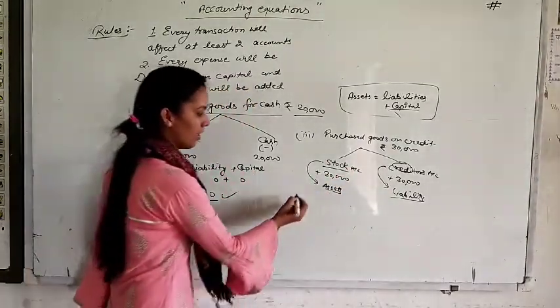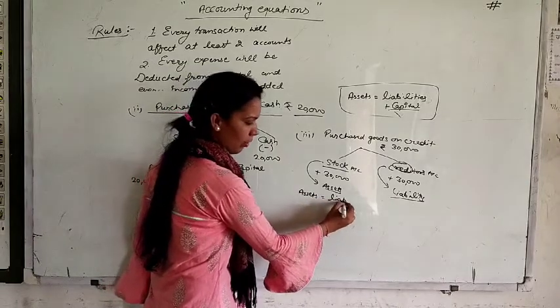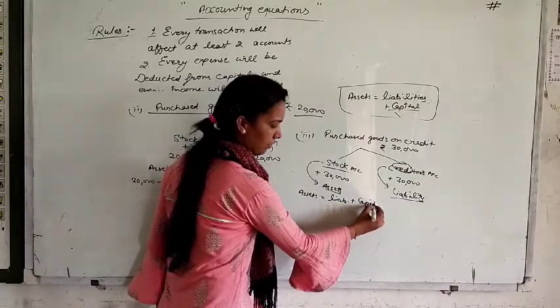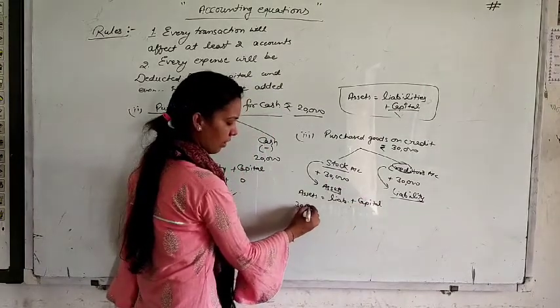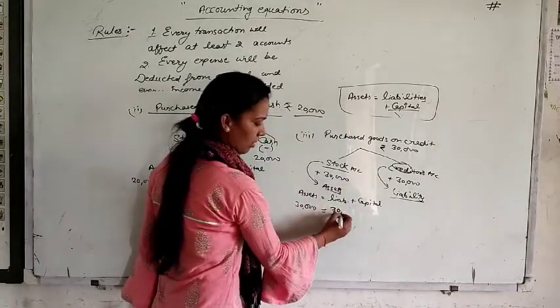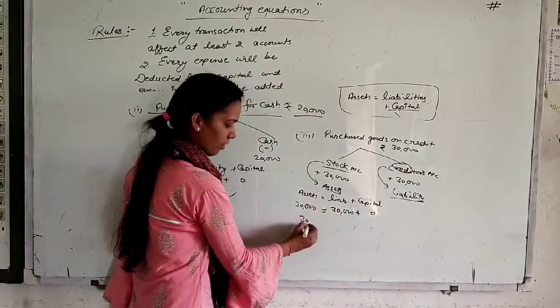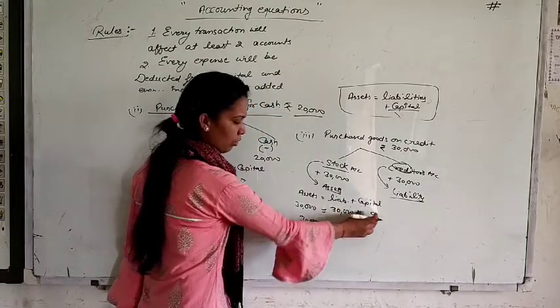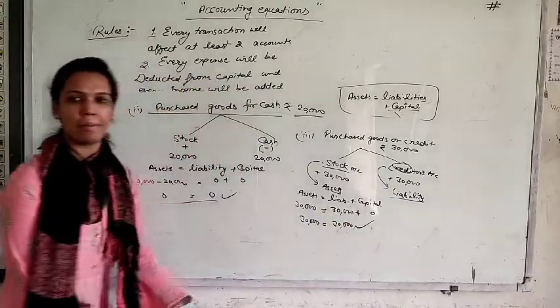Okay, let's match the equation. Asset is equal to liability plus capital. Asset, what is the amount of asset? 30,000. Liability, what is the amount of liability? 30,000, and there is no amount for capital. So 30,000 equals 30,000. It means your equation matched.